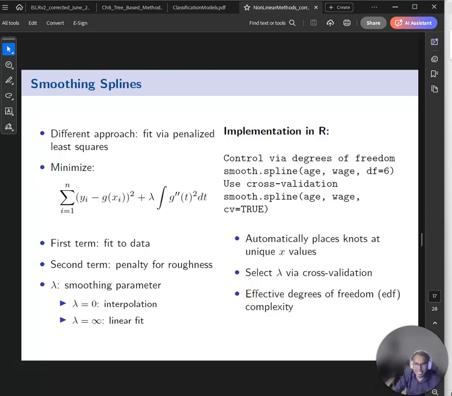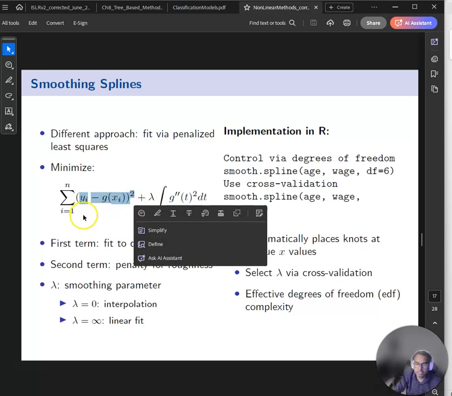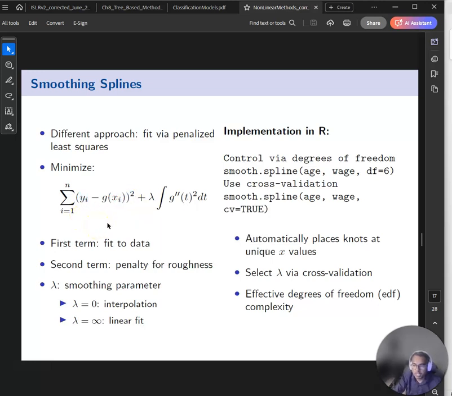Smoothing splines offer a slightly different approach to spline models. Instead of manually selecting knots, smoothing splines automatically determine the right amount of smoothness using this function. Without going into the math, this function has two components. The first term, which is this, captures how well the function fits the data. This is similar to the sum of squared residuals. The second term penalizes the roughness of the function. So this here captures the roughness, and this lambda over here is called the smoothing parameter.